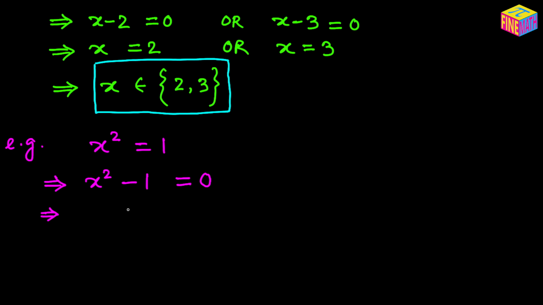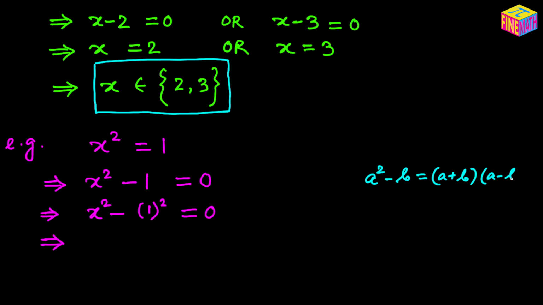Okay, so now we want to try and factorize. In this case, what would be the easiest way to factorize? Okay, so we have x squared minus 1. Can we write 1 as 1 squared? And now we have an opportunity here. It's like an a square minus b square form. So we know that if we have a square minus b square, this can be factored into a plus b times a minus b. Right, so we are going to deploy the same algebra here.